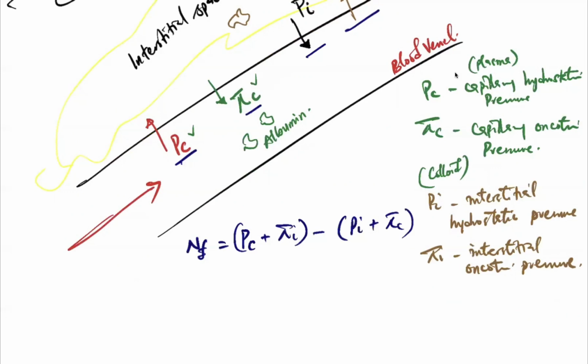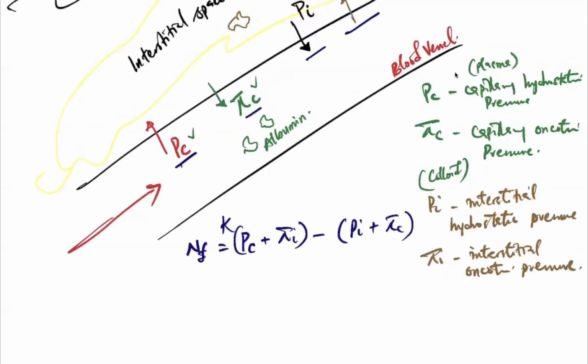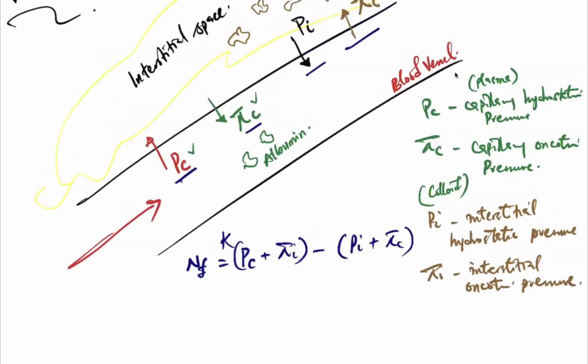When we do this, we are going to get our net filtration. Of course, there is a K somewhere there, it doesn't matter, a coefficient of filtration, useless information. You don't need to learn this formula, you don't need to memorize this formula, you just need to understand what exactly is going on. Now, notice, the capillary hydrostatic pressure is the force pushing fluid out of the blood vessel.